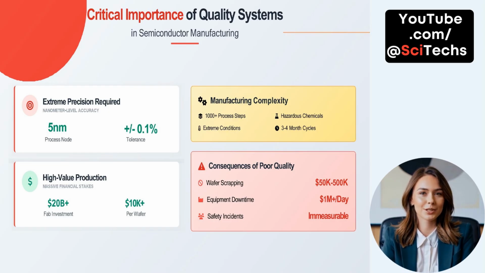Financially, the stakes are enormous. A semiconductor fab often requires more than $20 billion in investment, and each wafer can exceed $10,000 in value. Poor quality can lead to wafer scrapping, costing $50,000 to $500,000 per incident, equipment downtime exceeding $1 million per day, and safety incidents whose human and operational impact is immeasurable. Quality systems help prevent these catastrophic outcomes.